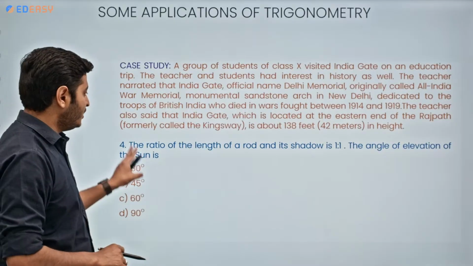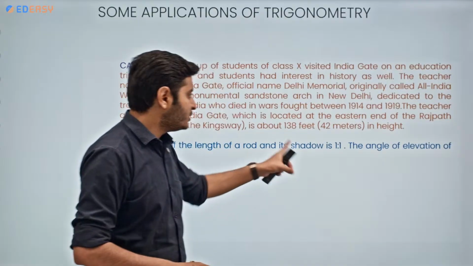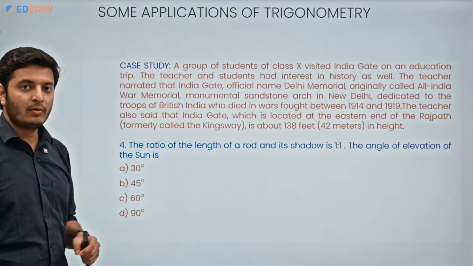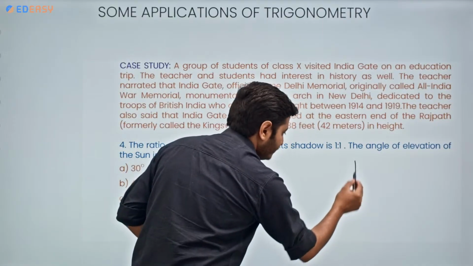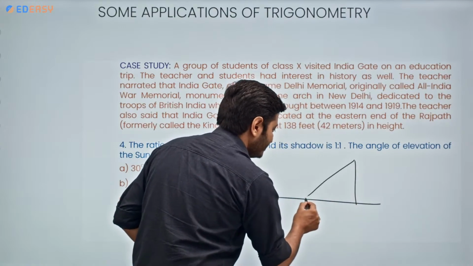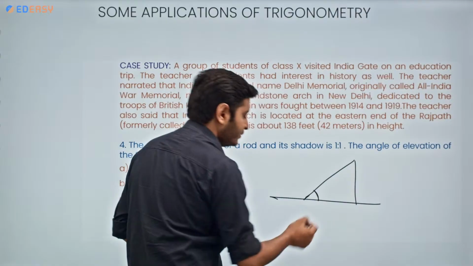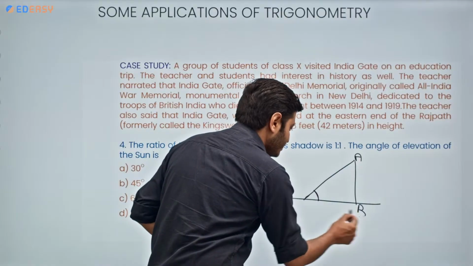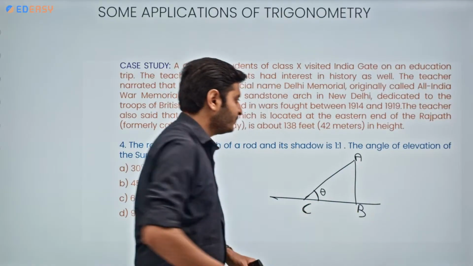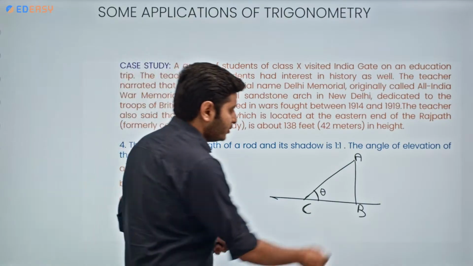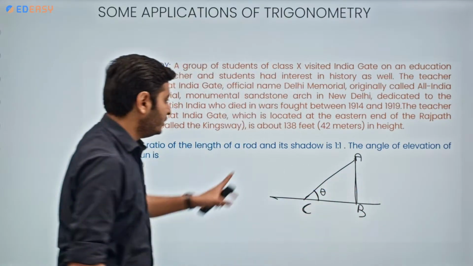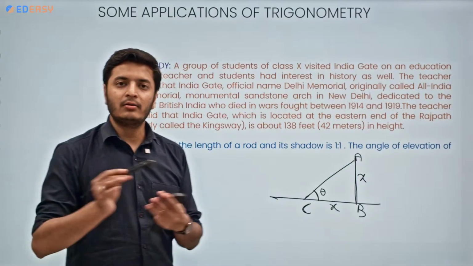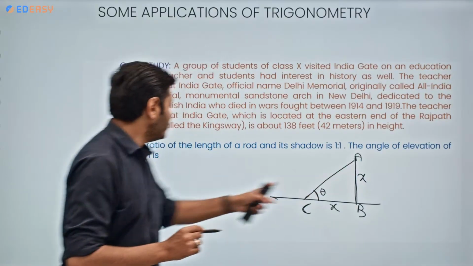Fourth problem. The ratio of the length of a road and its shadow is 1:1. The angle of elevation of the sun is, okay. Again, when we are talking about the angle of elevation of the sun, it will be the same as this angle, the angle made by the shadow and the line of sight. Suppose ABC. We need to find the value of this angle theta. What is given? The ratio of the length of the road, suppose this is the road, and its shadow is 1:1. If this is x, then this is also x. They are of equal value. Then we need to find the angle of elevation of the sun.